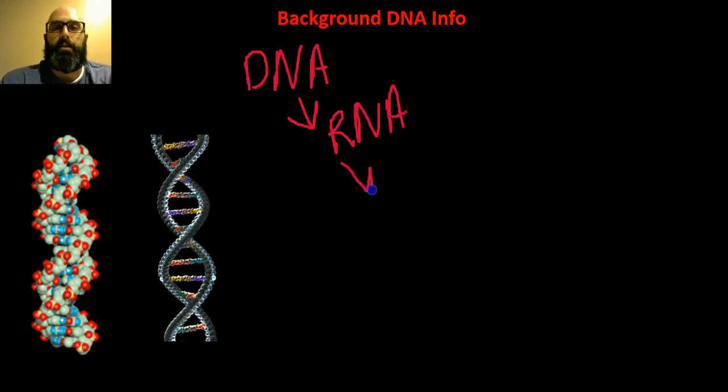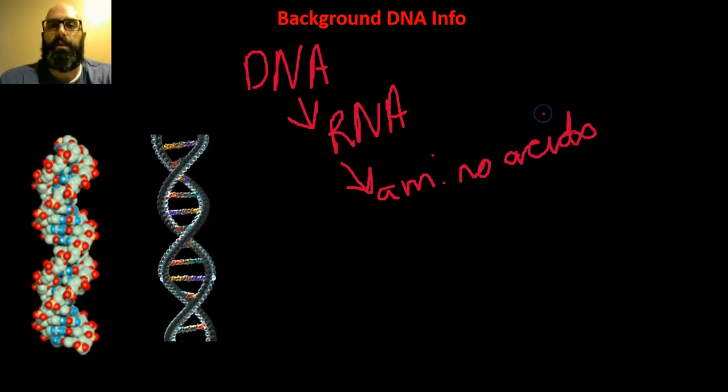That RNA then, once it's created, is going to leave the nucleus of the cell and go to the cytoplasm, and it's going to be used in translation, which is part of protein synthesis, to actually create a series of amino acids. That series of amino acids is then going to form a compound called a protein.